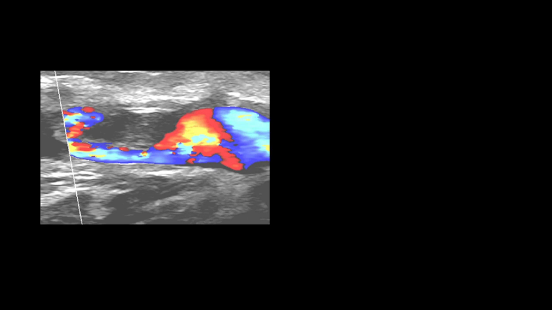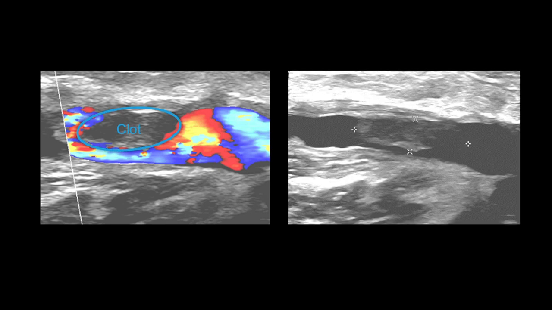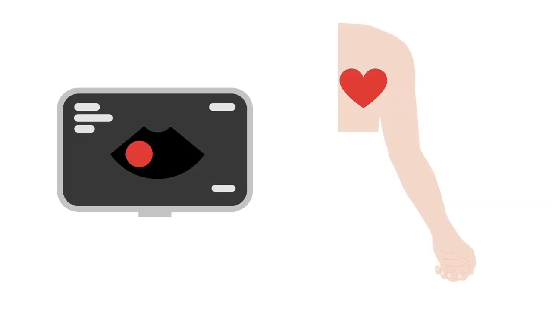Color ultrasound is very helpful in identifying and confirming blockages within the vein. In this color image, you can see a void of color, which indicates a clot in the vein. Compare this with the 2D black and white image showing the same clot. Color on ultrasound normally shows as red or blue. Red represents flow moving away from the heart toward the hand, while blue represents flow moving in the opposite direction, from the extremity toward the heart.